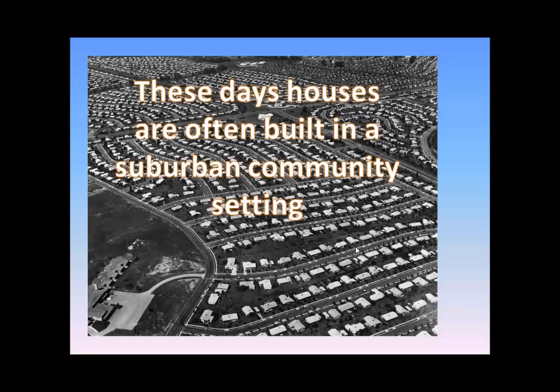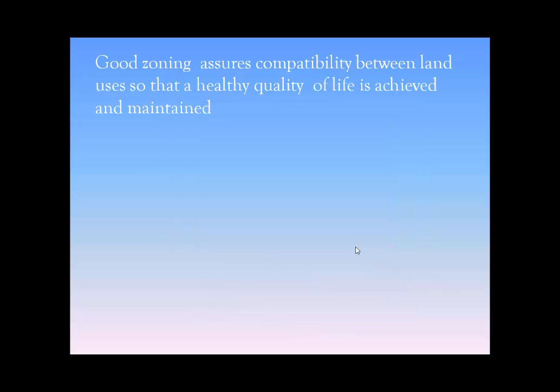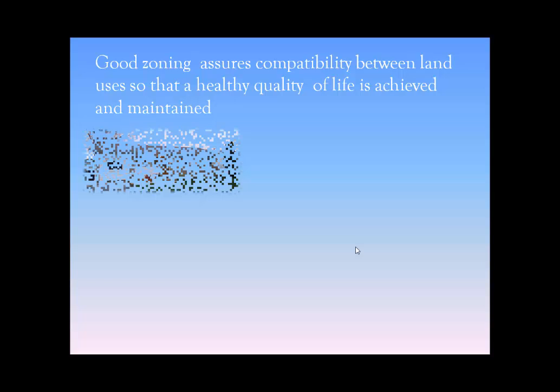With few exceptions, most houses are built in suburban community settings. But what makes a community? In the simplest terms, a community is a group of people with a common goal, objective, or lifestyle. Good zoning assures compatibility between land uses so that a healthy quality of life is achieved and maintained.